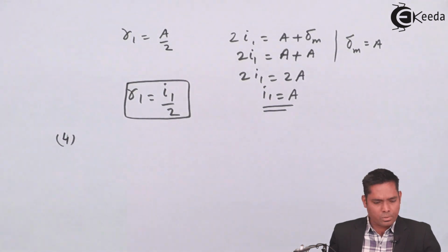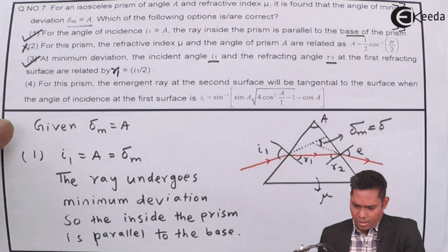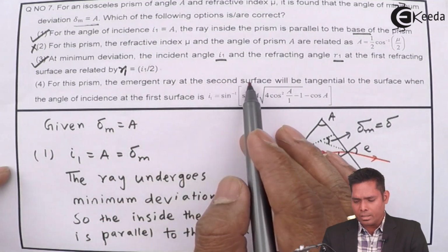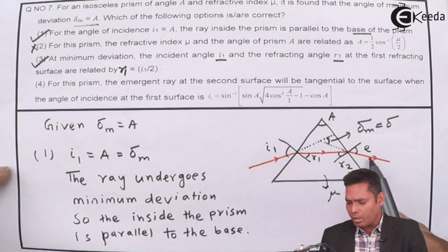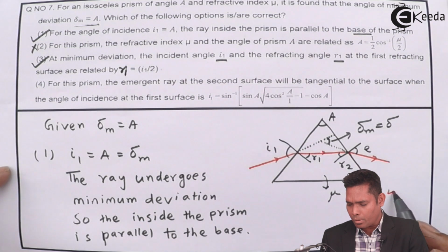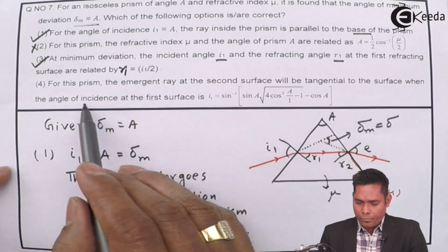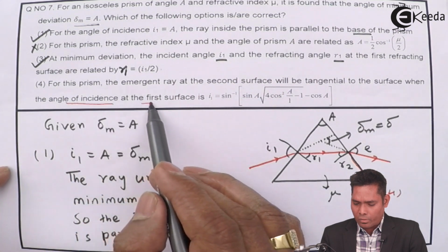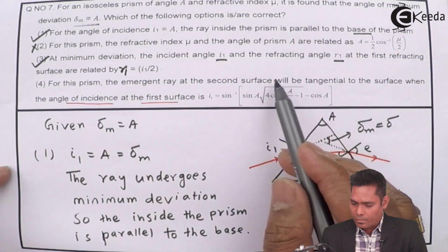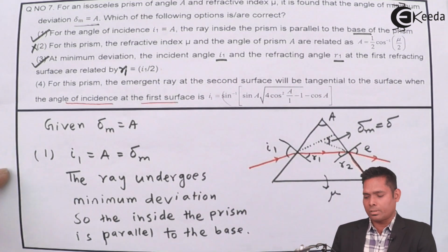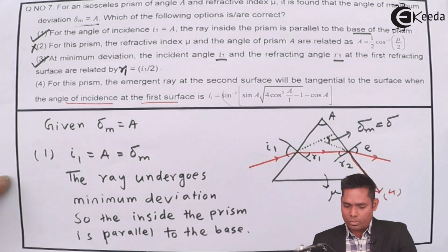As far as this fourth option is concerned, this question says that for this prism, the emergent ray at the second surface will be tangential. This ray will be tangential, means it will move like this, in this direction. For this ray to move along the surface of the second surface, the angle of incidence at the first surface is this. So if I1 becomes this value, then only this will graze the surface.